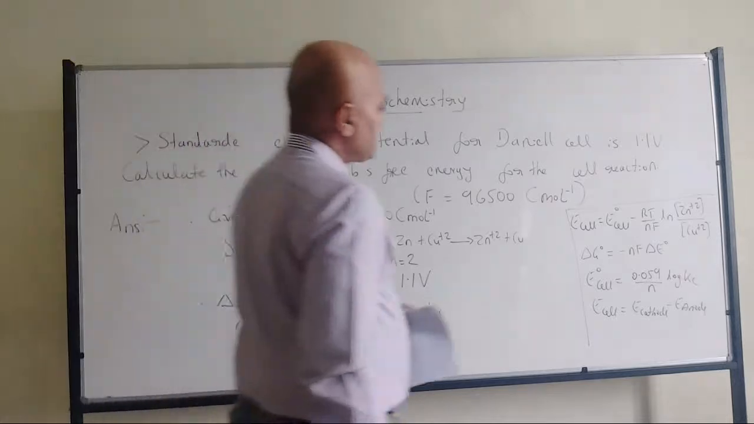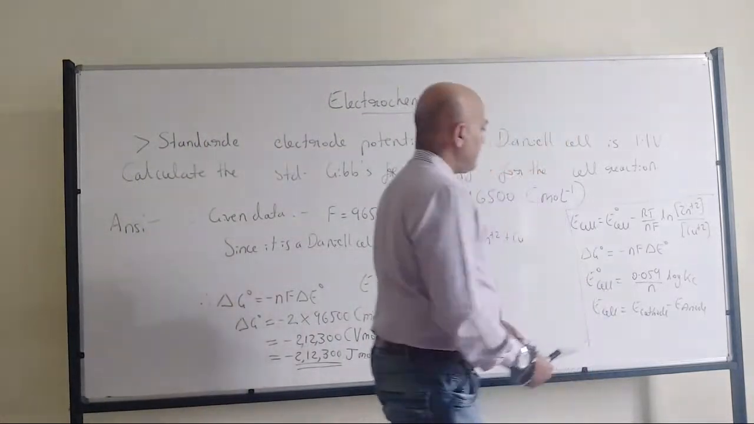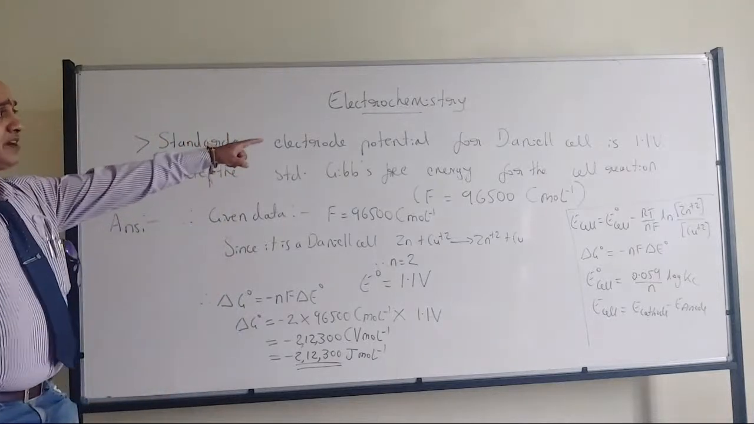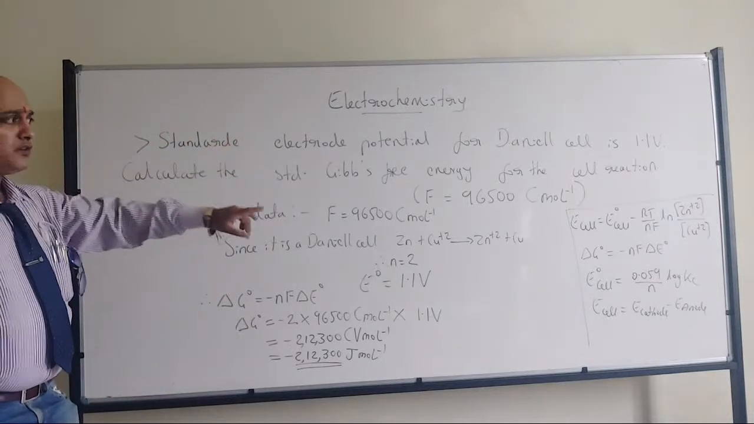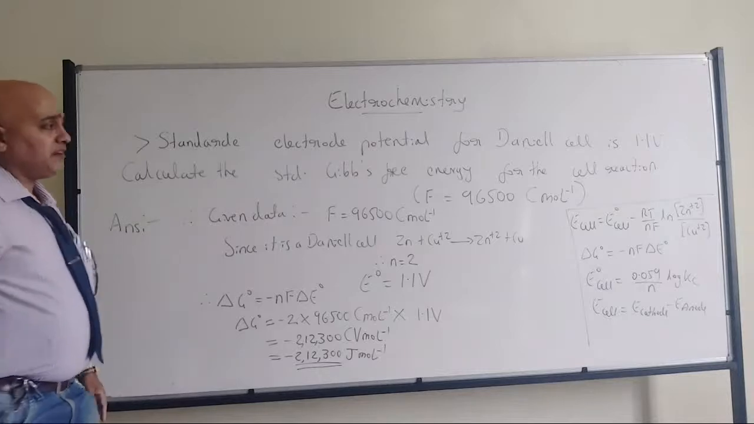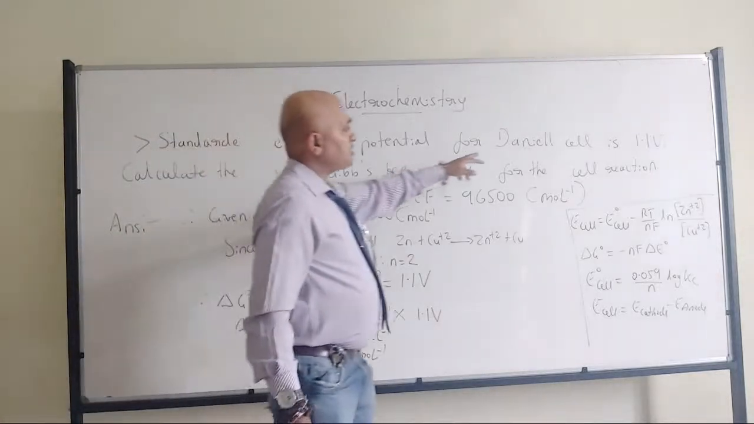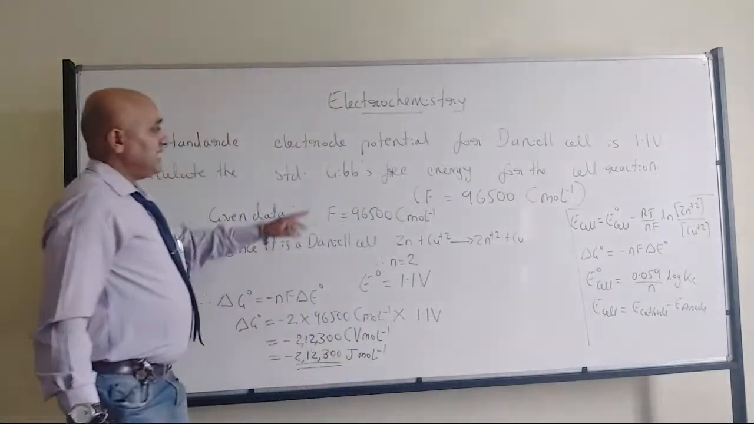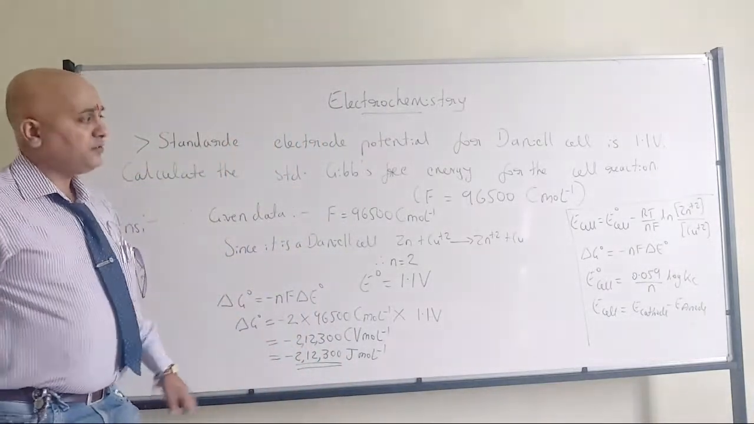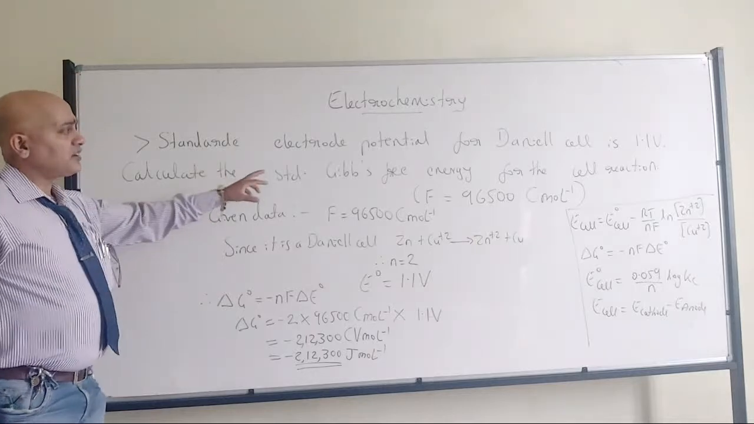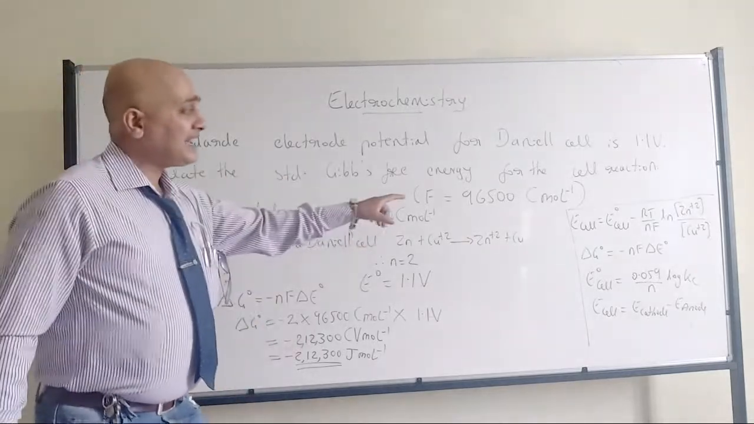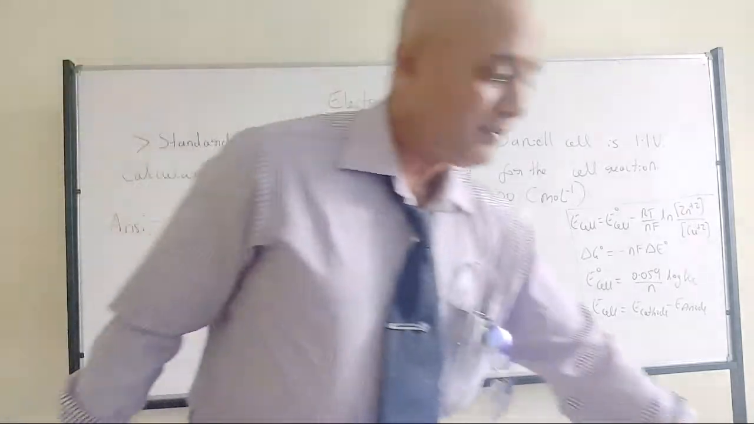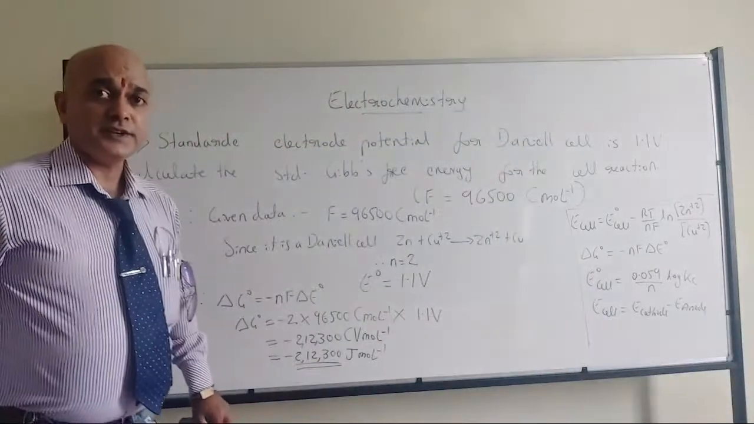So among these four equations, which one we have applied? Second one. Why second one we have applied? Because they have given the cell potential as 1.1 volt. That means E0 value they have given. Then they have mentioned about Daniell cell. That means n value they have given. Then they have given Faraday's constant value. So naturally, since they are talking about Gibbs free energy, I can apply the second equation straight away.